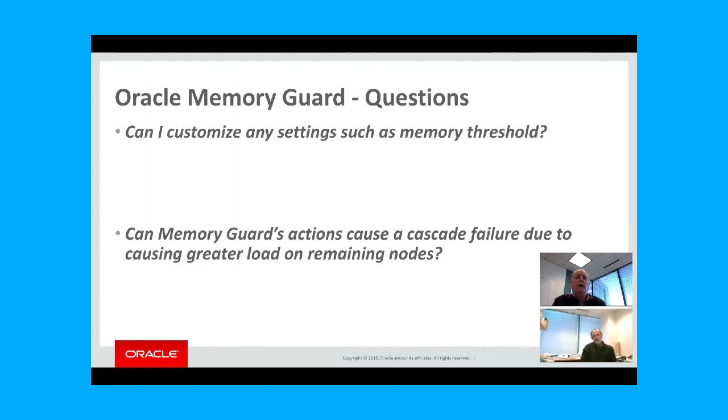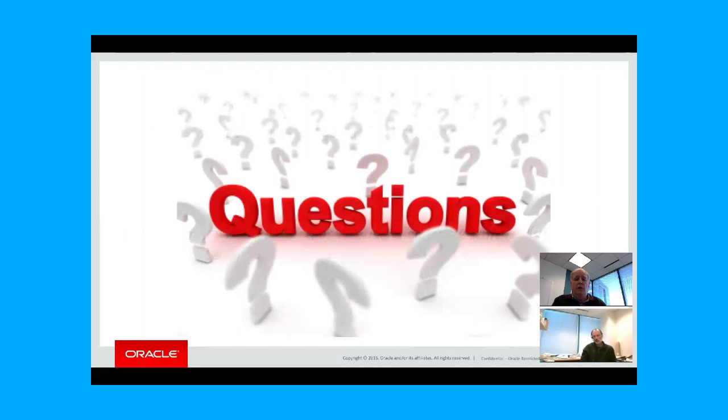Right. Okay. So that's my canned questions, but do we have any other questions from the audience with regards to Memory Guard? Okay, so another one is, would Memory Guard provide any notifications for autonomous databases? Nothing specific beyond what we've already got.